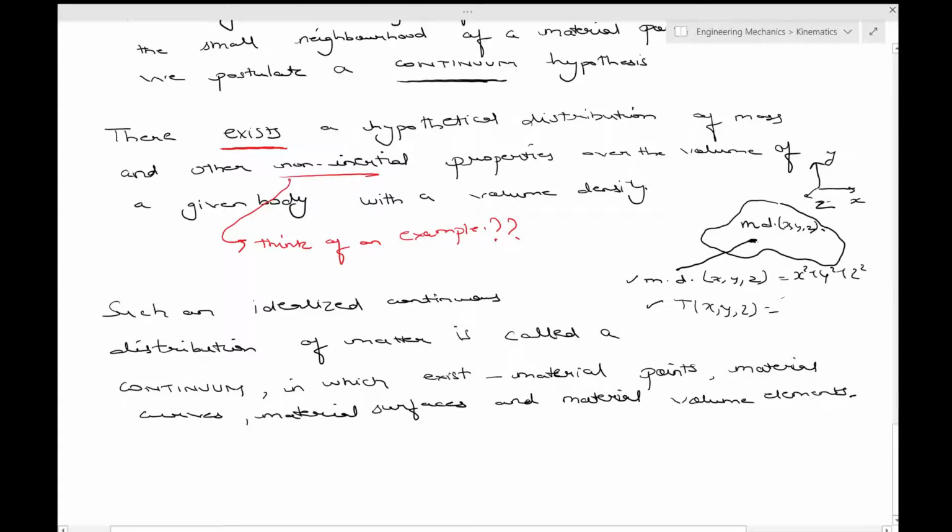So the words are important. It is an idealized continuous distribution, say for the mass distribution, called a continuum, in which exist material points, material curves, material surfaces, and material volume elements. We'll see each one of them in a few minutes.